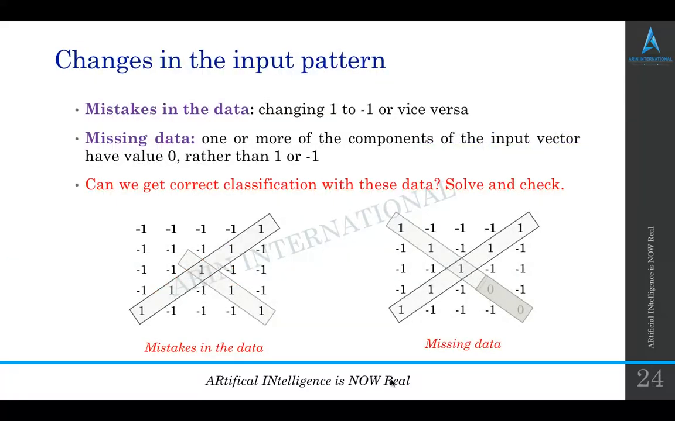Now, if there are some changes in the input pattern, as indicated here, you can see mistakes in the data and the missing data. Now, when such types of inputs are applied, can the HebNet still solve the problem? Can it classify the characters correctly? Find it out.